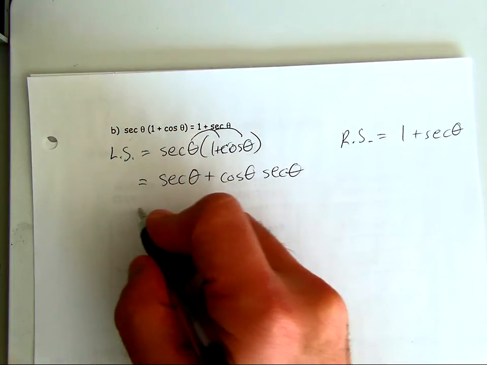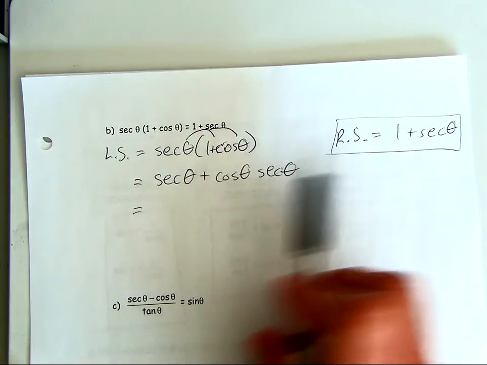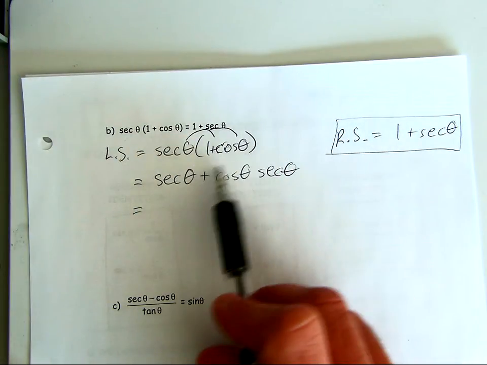So then I'm going to have to, again, try to make it look like this side. This side doesn't look as complicated. This already has a secant, and so does that. This plus is the same as that, but this should probably be a 1.